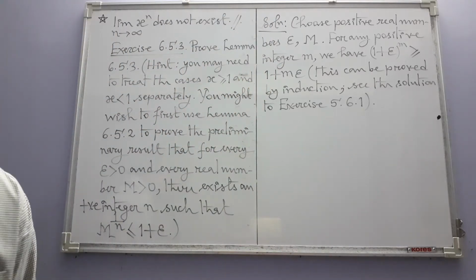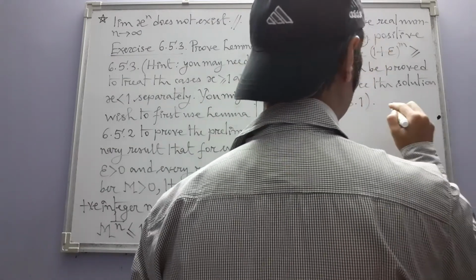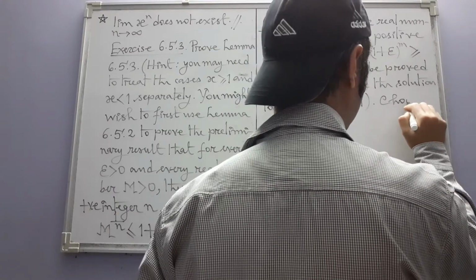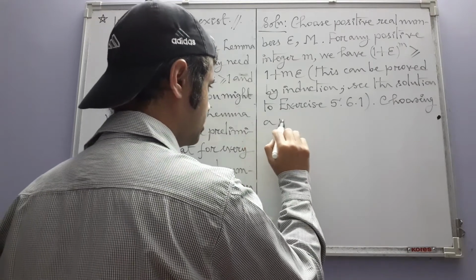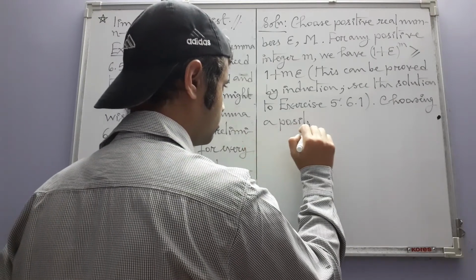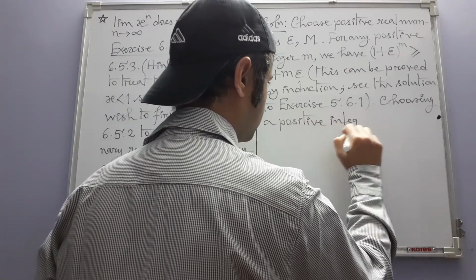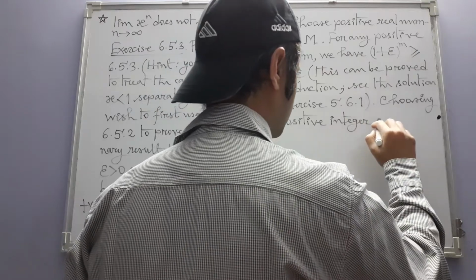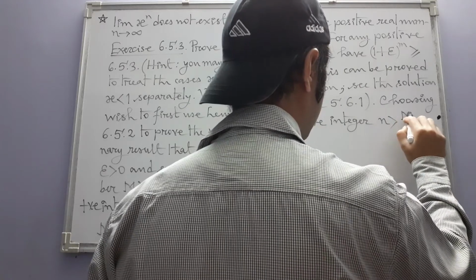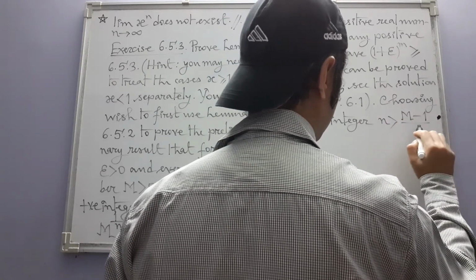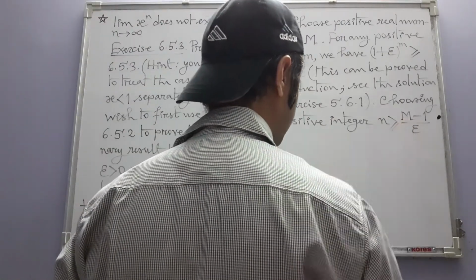Okay, next what we do, choosing, it's quite difficult to remember these things, choosing a positive integer n greater than m minus 1 divided by epsilon. In fact, we can take greater than or equal to.